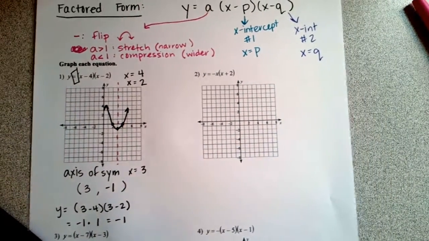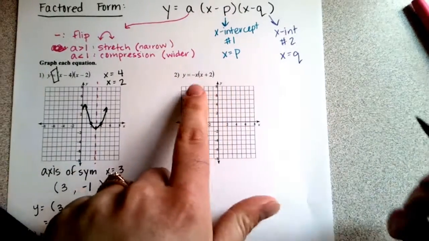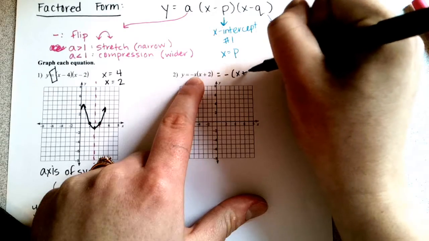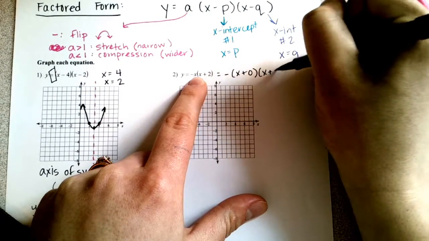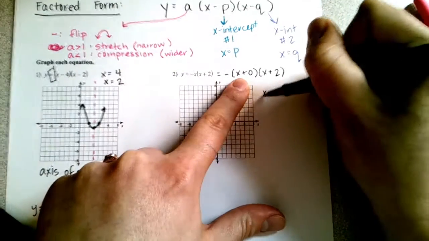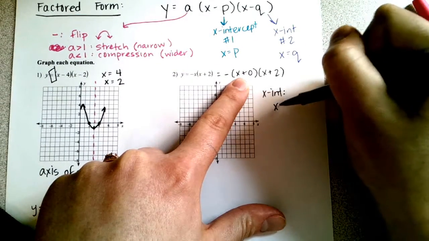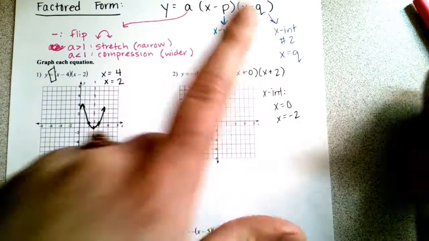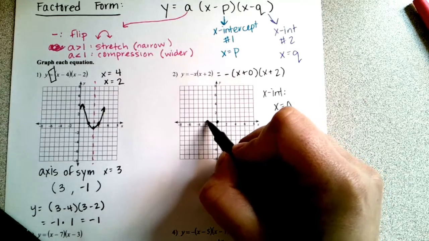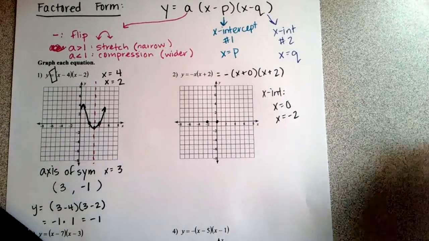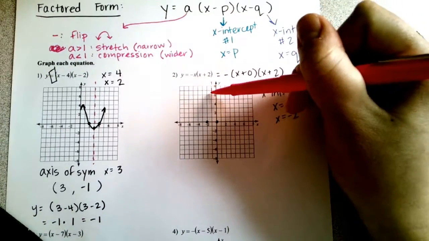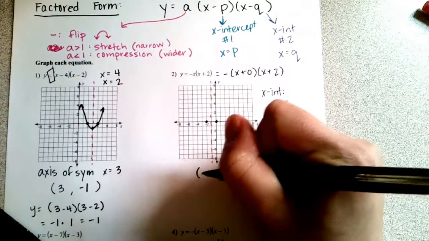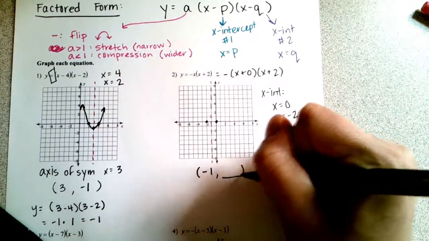Okay. This next one, number 2, doesn't exactly look like it's in factored form, but this very first x is just a plain old x, so we could write it as x plus 0 if we wanted to make it look more like factored form. So that means our x-intercepts are 0 and the opposite sign of the number with the x, so negative 2. So x-intercepts of 0 and negative 2. Right in the middle of 0 and negative 2 is negative 1. So that's our axis of symmetry, and that's the x-coordinate of our vertex, negative 1 comma something.